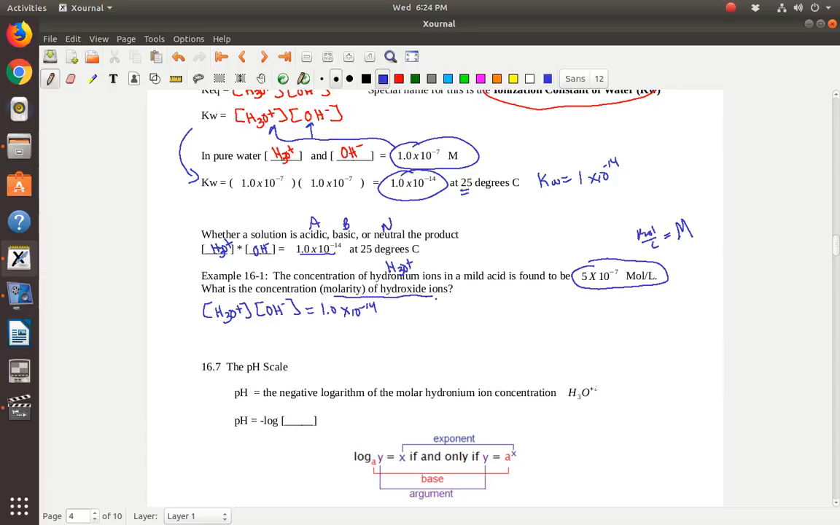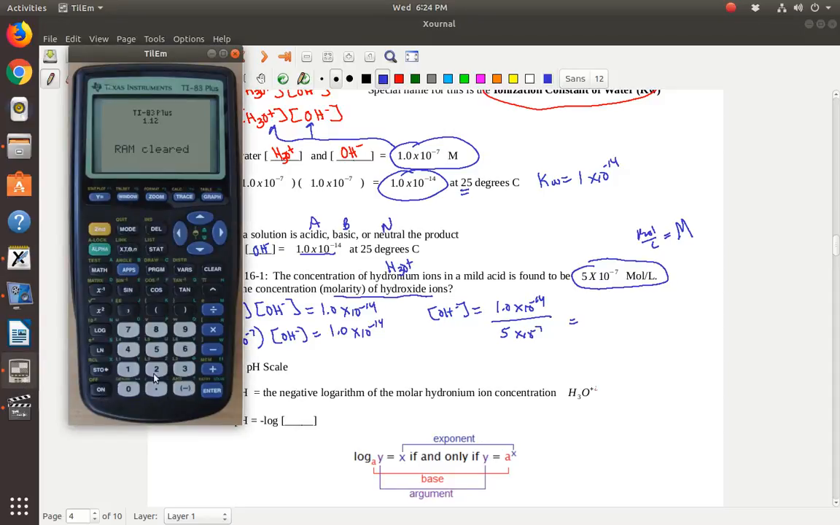Then we know that here the concentration of hydronium ion is 5 times 10 to the minus 7. So now all we have to do is divide both sides by 5 times 10 to the minus 7. So that the hydroxide ion concentration is equal to 1 times 10 to the minus 14 divided by 5 times 10 to the minus 7. So I'm going to pull up my calculator and put that in.